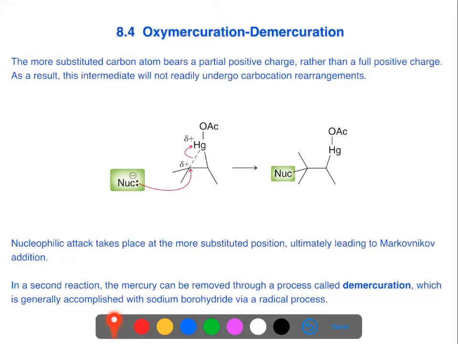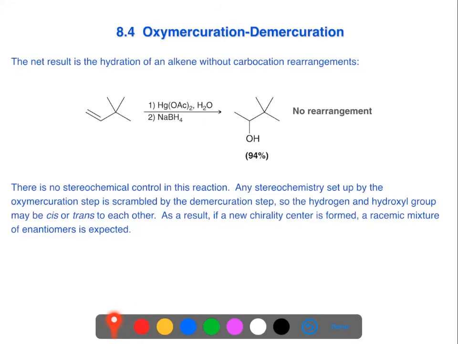So now, again, the nucleophile has attacked the mercurinium ion, and the demercuration step is going to result in the final formation of the alcohol. We don't observe any rearrangement as a result of this mercurinium formation, and we don't observe any real stereochemical control in this reaction either. That's because with the oxymercuration step and demercuration step, there's somewhat of a scrambling of any stereochemistry that may have been present in that first step.